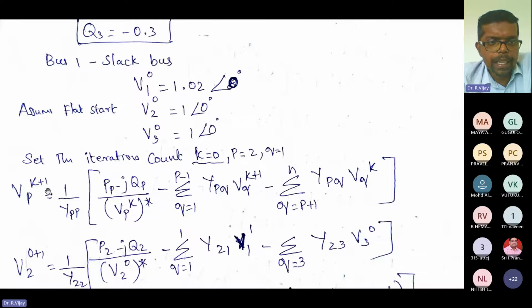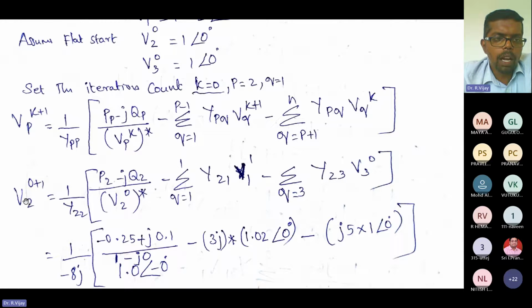So VP(K+1), this formula we have already seen: 1 divided by YPP into (PP minus JQP divided by VPK star minus summation Q is equal to 1 to P minus 1 YPQ VQ(K+1) minus summation Q is equal to P plus 1 up to N YPQ VQK). Just substitute K is equal to 0, P is equal to 2 and Q is equal to 1 in this equation. You will get the formulation like this.